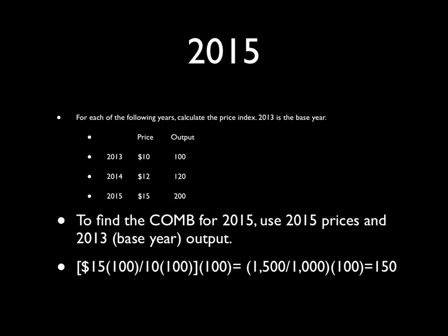Next, 2015. Again, we do the same idea. This time we use, for the given year, 15 as our price. Output remains the same as 100, so we do 15 times 100, and we're still over our base year, 10 times 100. So that's going to give us 1,500 over 1,000, and that's going to come to 1.5. Multiply that by 100 equals 150. So again, that's our price index for those various years. So we have 100, 120, and 150.